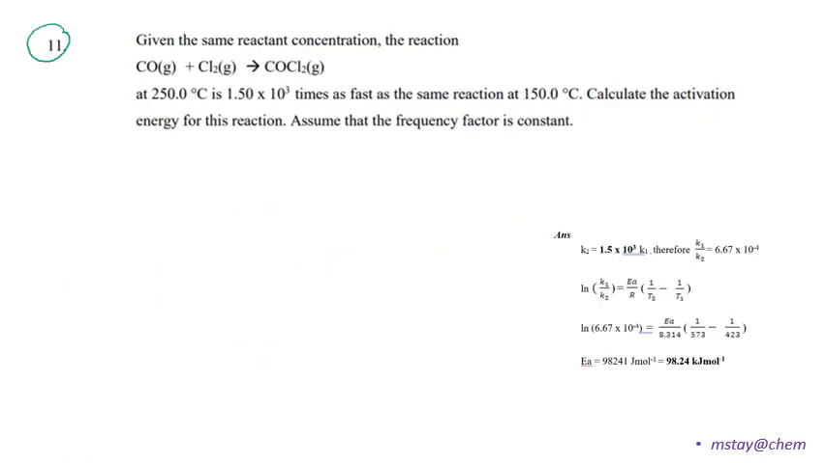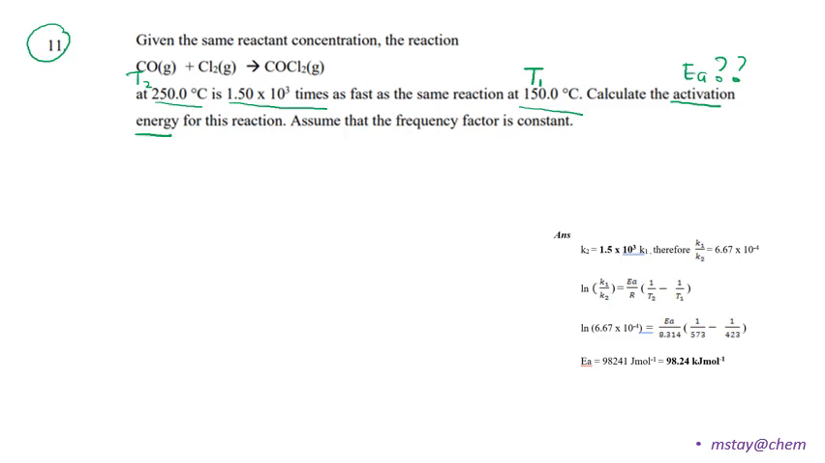Given the same reactant concentration, the reaction at 250 degrees Celsius is 1.5 exponent 3 times as fast as the same reaction at 150 degrees Celsius. So as we always mention, the higher temperature we make it T2, and the lower temperature we make it T1. Calculate the activation energy for this reaction. Okay, so activation energy is the question mark.